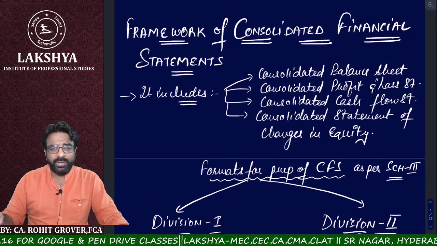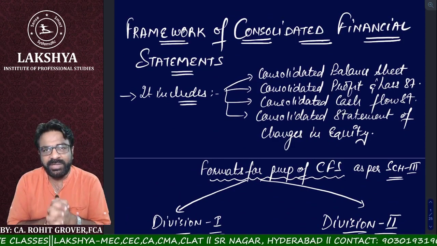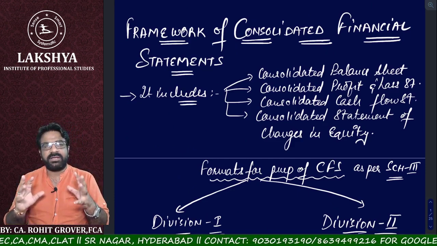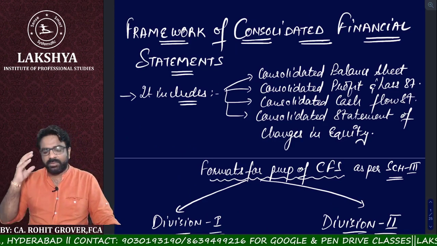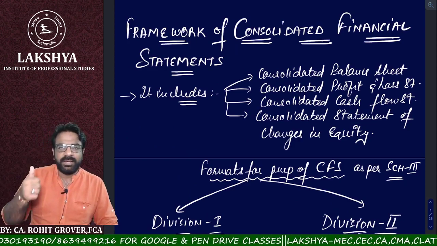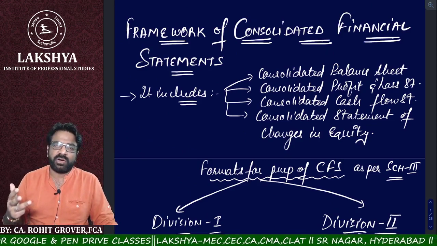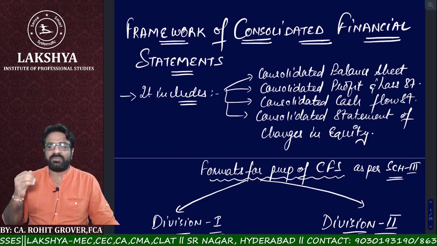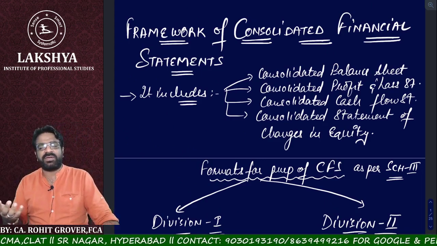Let us understand the term consolidated financial statements. First of all, section 129 of our Companies Act 2013 gives us the definition of the term financial statement, where we have understood that whenever the word financial statement comes to mind, there are 5 things: balance sheet, profit and loss statement, cash flow statement, notes to accounts, and statement of changes in equity.